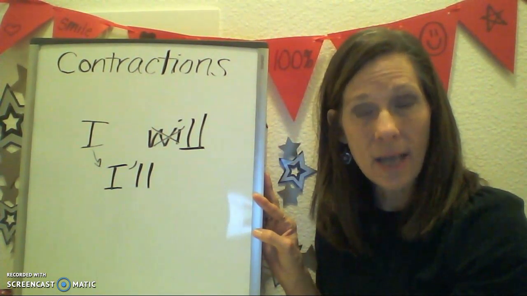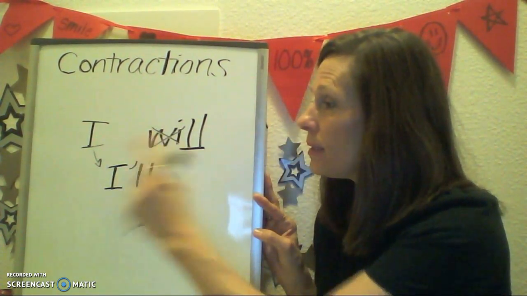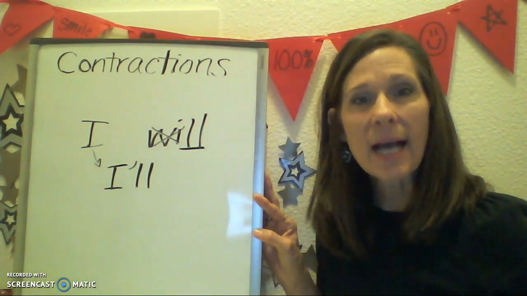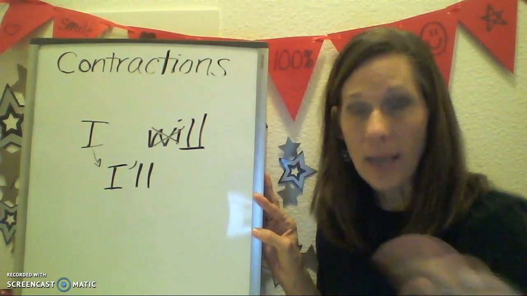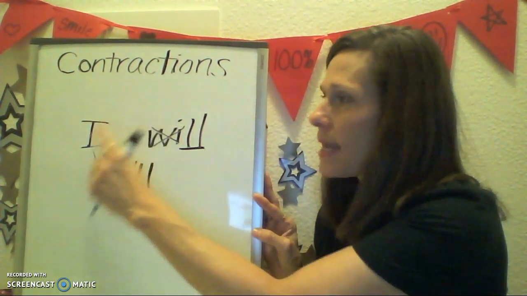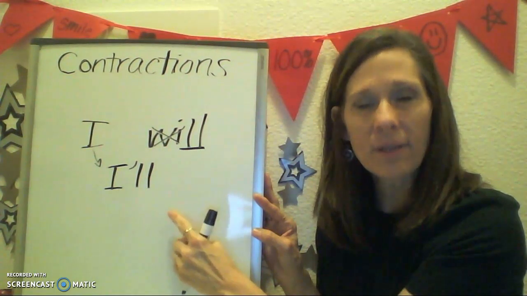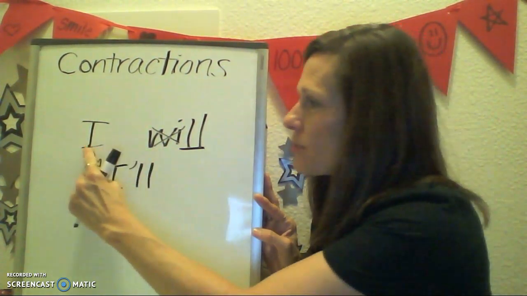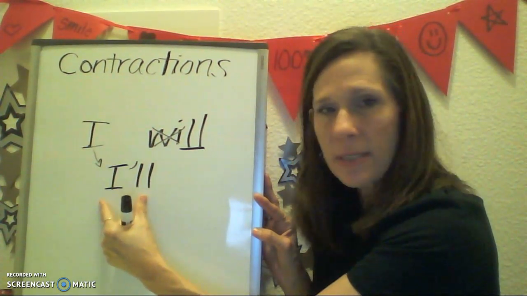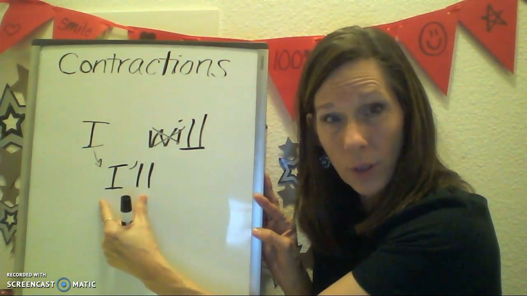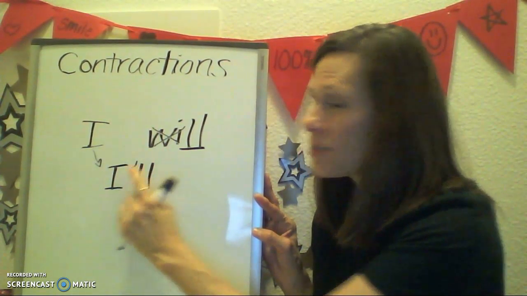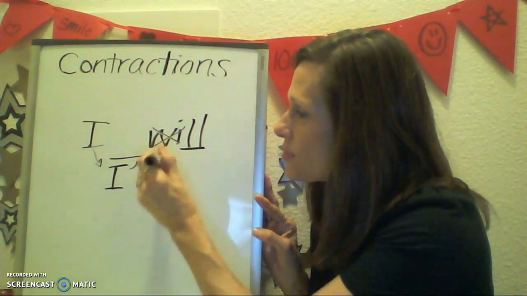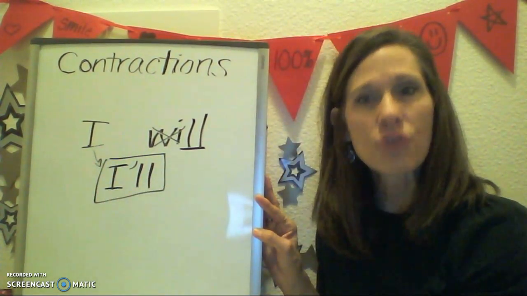I'll make dinner tonight. Now notice I will and I'll, whether I use the two words or whether I use the contraction, did not change the meaning of my sentence, right? I'm still going to make dinner. Whether I say I will make dinner tonight or I'll make dinner tonight, the meaning of my sentence stays the same. Okay, so here's my two words. I've shortened them into one word, and I've replaced the missing letters with an apostrophe. So we would call this right here a contraction.